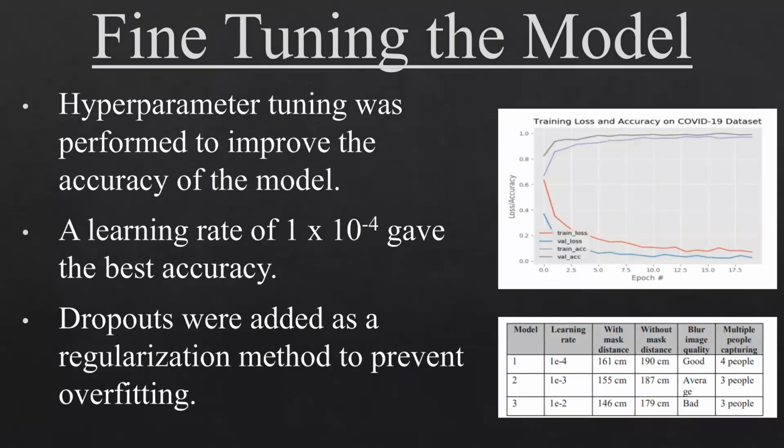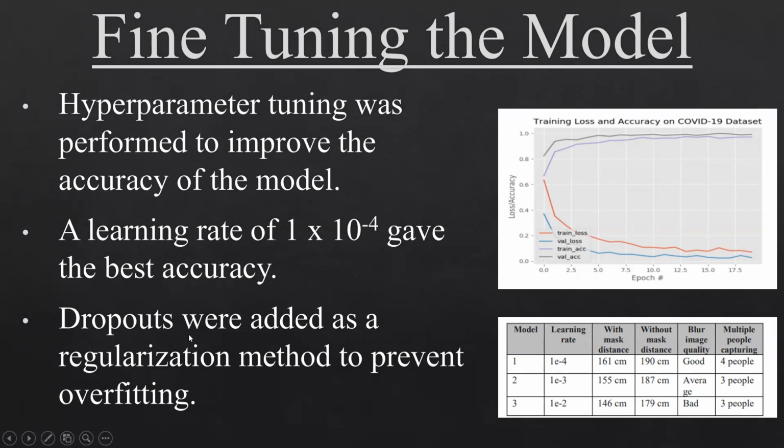Now, what they've done to improve the accuracy of the model is they've fine-tuned it. So hyperparameter tuning of the neural network: learning rate is a hyperparameter that you can change in your neural network. A learning rate that is very small would mean your model would take a really long time to train. And if the learning rate is very large, you won't get a good accuracy. So based on their experiments, they've selected a learning rate of 1 into 10 raised to minus 4, since it gave the best accuracy.